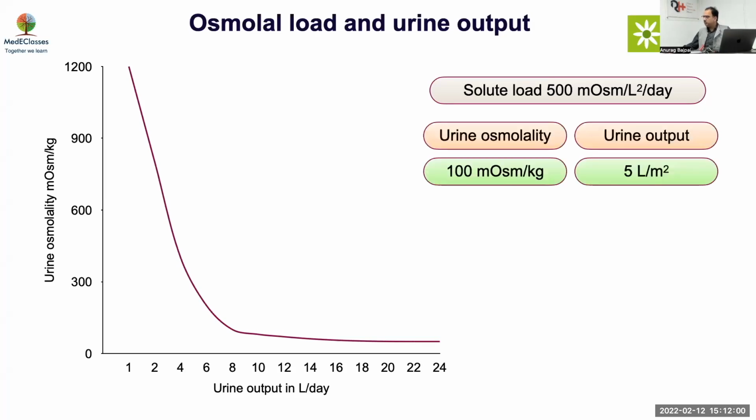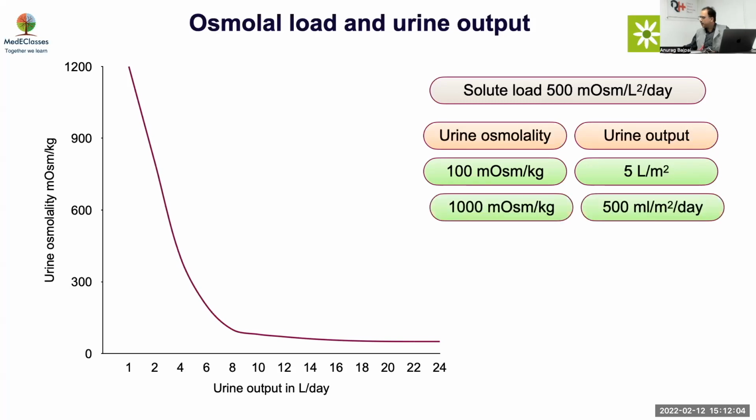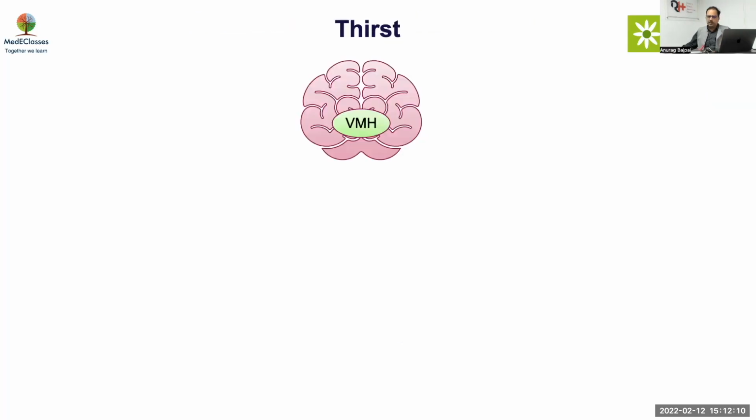So just to summarize, which we discussed earlier, at 100 you will require 5 liter per meter square, at 1000 you require 500 ml. So this is a huge 10 times variation which may happen in that regard.